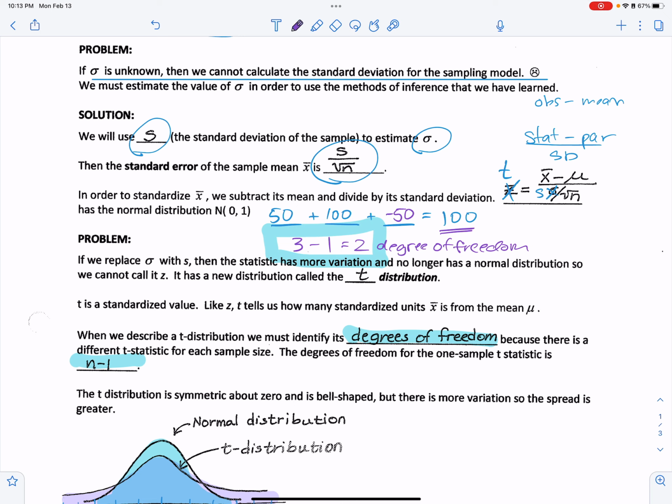Most of the time, the calculator will give you the degrees of freedom, but you need to make sure you put how you're getting the degrees of freedom, because there's going to be different tests where some degrees of freedom are n-1, others are different ways of finding it. So I want you to make sure you show it.